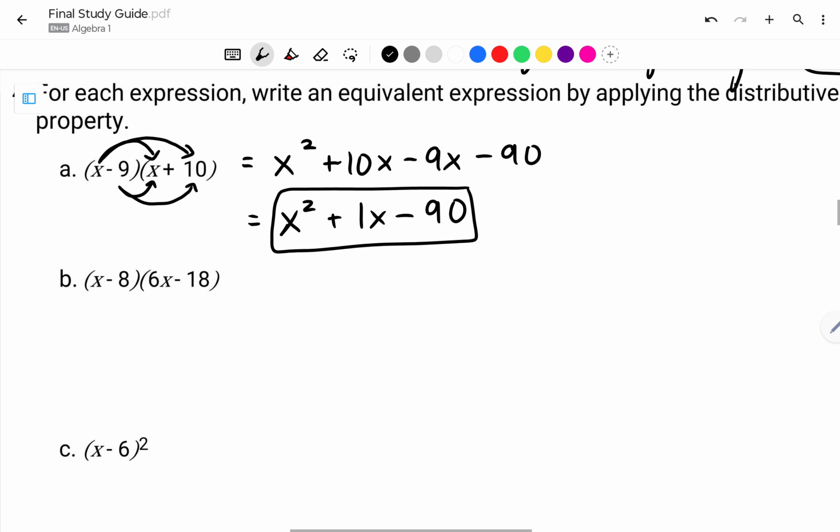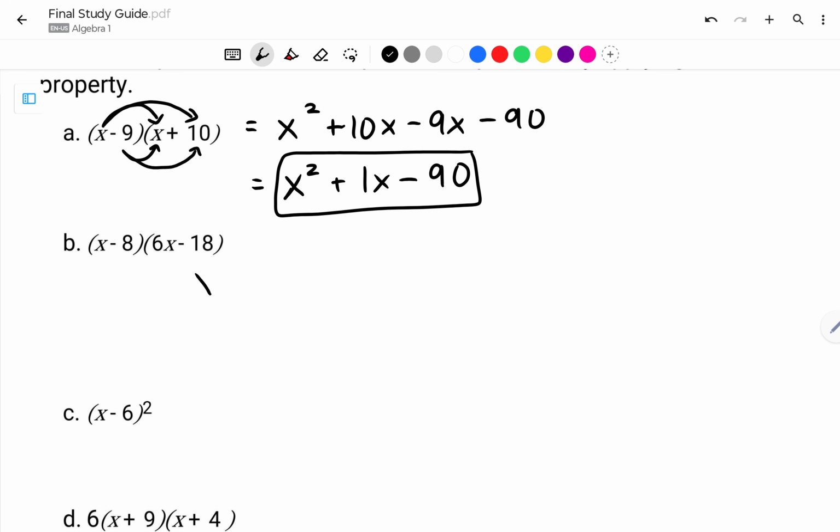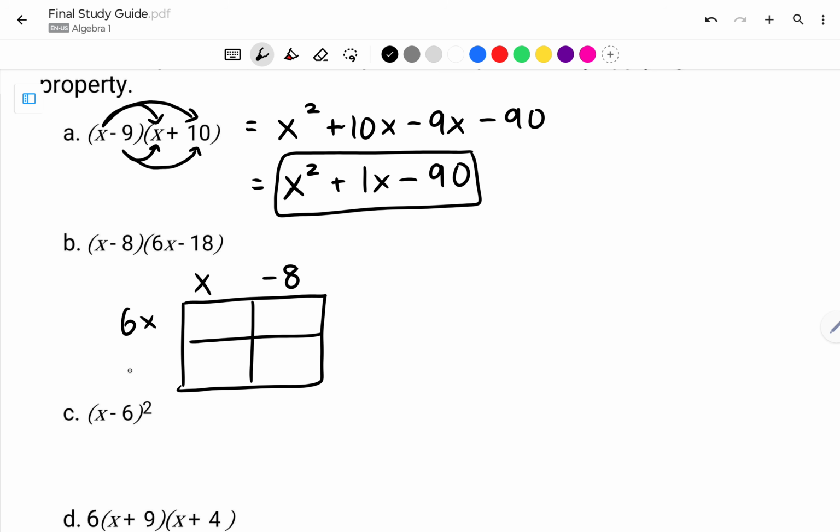You could do that. Or if you like the area model better, you take those numbers and you put them in a box. And you take 6x and negative 18 here. And you just multiply. 6x times x, that's 6x squared. 6x times negative 8, that's negative 48x. And then negative 18 times x, that's negative 18x.